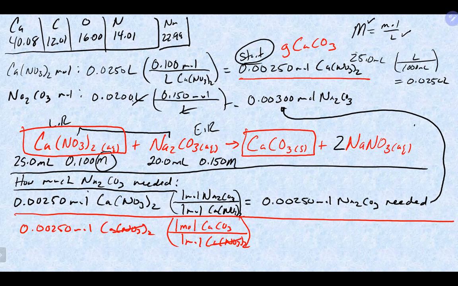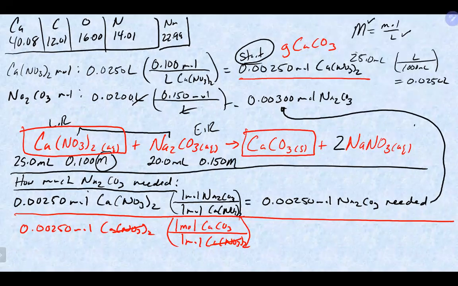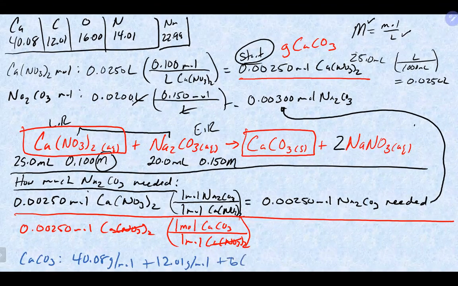But again, we do want grams, so we might as well calculate the molar mass of calcium carbonate so we can finish the calculation. So calcium carbonate would be 40.08 for our calcium, plus 12.01 for our carbon, plus 3 times 16 for our oxygens. That gives us 3 times 16 plus 12.01 plus 40.08, about 100.1 grams per mole. So we'll use that as our final step here.